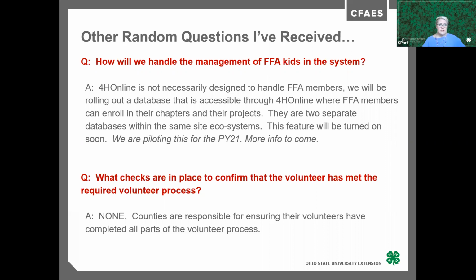Another random question. What checks are in place to confirm that the volunteer has met the required volunteer process? There aren't any. Counties are responsible for ensuring that their volunteers have completed all the parts of the volunteer process. So if you have individual trainings that you require your volunteers to take outside of 1.50, that's something that you have to take care of. There's not anything in our system that is universal outside of 1.50 that needs to be completed.